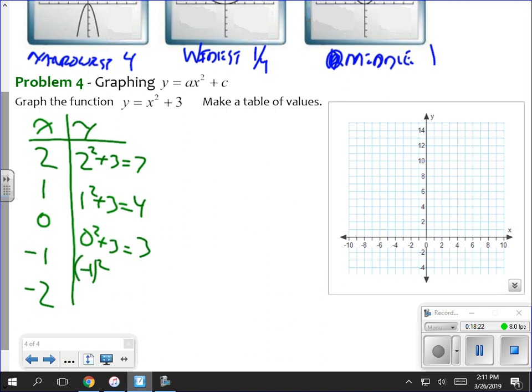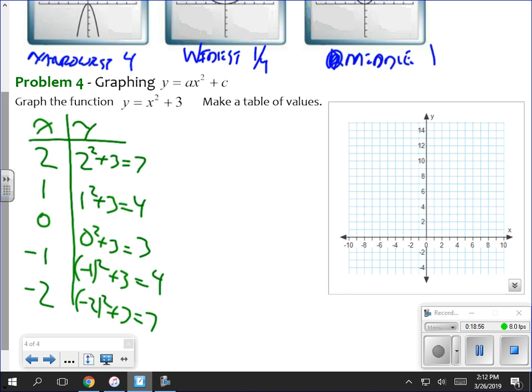-1 squared. Notice I'm putting my -1 in parentheses. It's important to do that. -1 squared plus 3 would be, what's -1 squared? No, it's 1, and then 1 plus 3 would give me 4 again. And then -2 squared plus 3. -2, I square that, I get 4. 4 plus 3 gives me 7. Plot those points and draw your parabola through them.